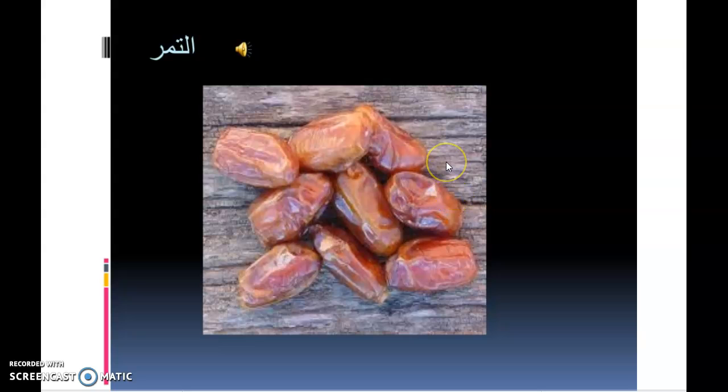And this is also al-tamr. Al-tamr is dates. Al-tamr is a fruit that is extremely beneficial, and it only grows in the Arab countries. Al-tamr. Also write the transliteration down. Al-tamr. Dates.